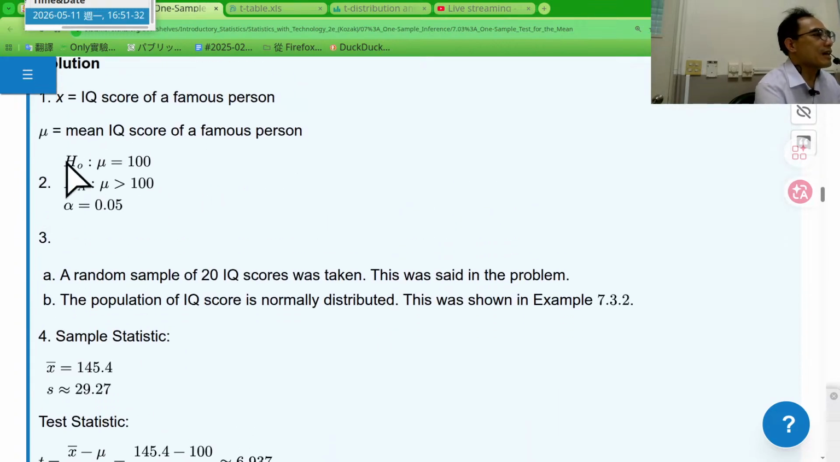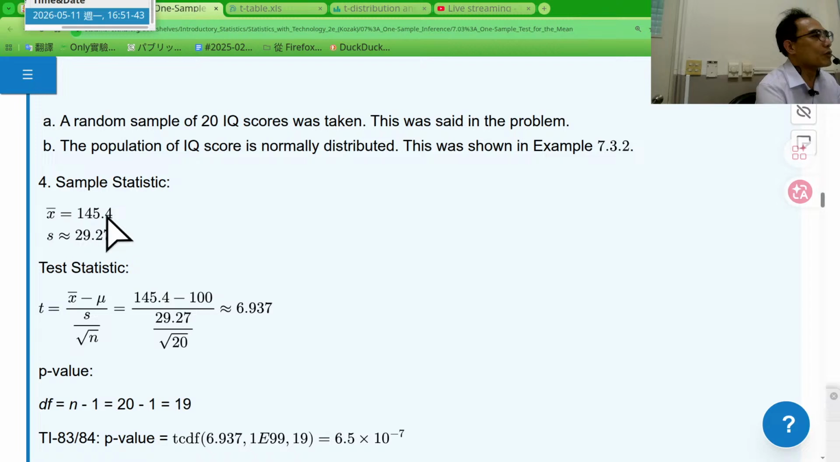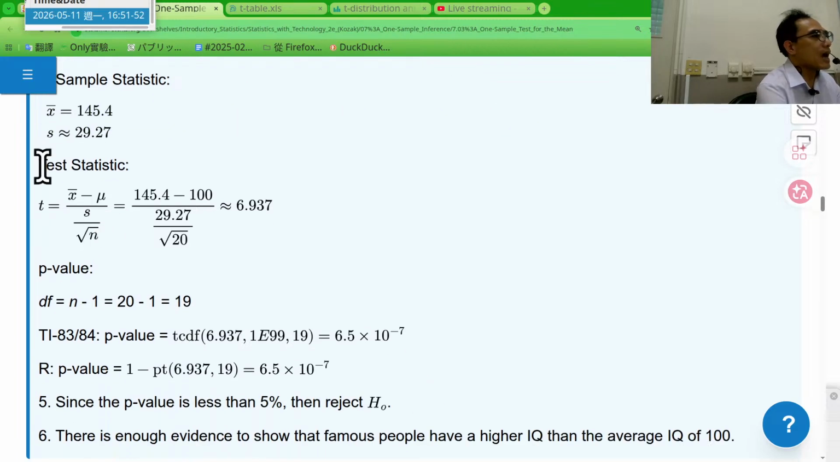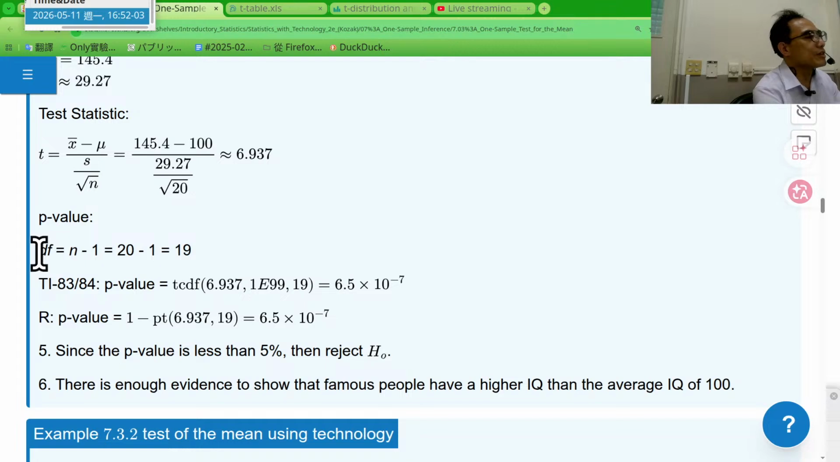Then set the null hypothesis: they are the same. Alternative hypothesis: the famous people are smarter than the average. Those smart people, 20 of them, were selected. The average IQ is 145 and the standard deviation is 29.27. After calculation, the t-score is 6.937. Sure, my calculation is 6.91. It doesn't matter. Then get it.